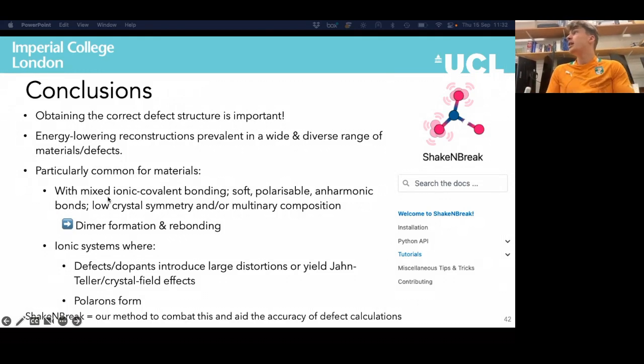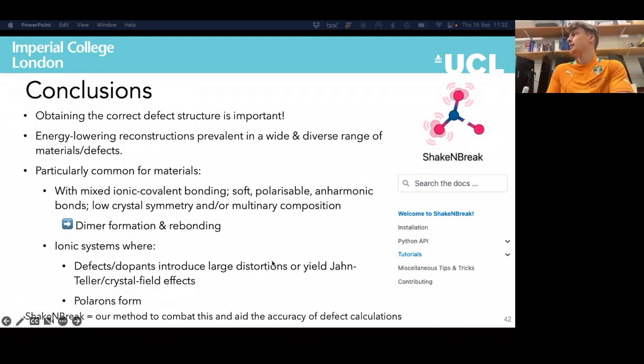We find it's particularly common in cases of mixed ionic covalent bonding, where you have these soft, polarizable and anharmonic bonds, or low crystal symmetry or multinuclear composition, where you can find a lot of dimer formation and rebonding to occur. It also occurs quite a lot in ionic systems, and in these cases, it's particularly driven by large distortions from defects or dopants, or Jahn-Teller or crystal field effects, or due to polaron formation.